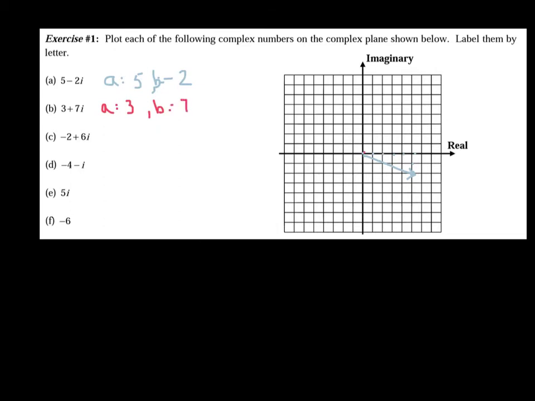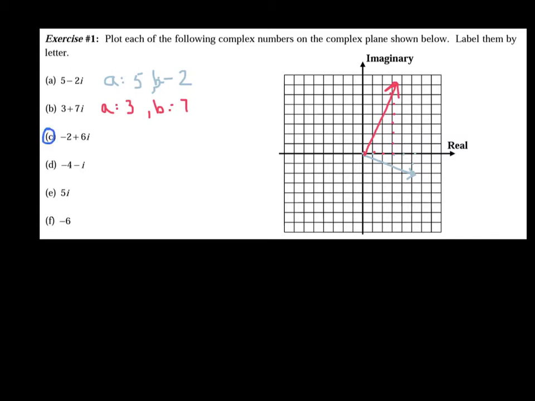So I'm going to go to the right 1, 2, 3, and then I'm going to go up 1, 2, 3, 4, 5, 6, 7. Okay, bingo, right there. I'm going to just extend a ray from the origin up to that point, and that's my second answer. Alright, let's go a little bit faster here if you're feeling more comfortable.